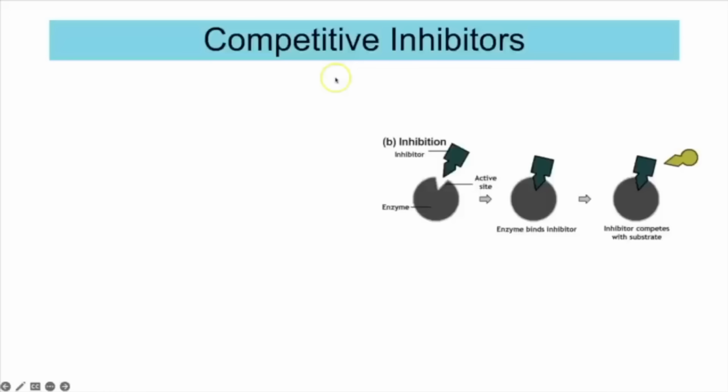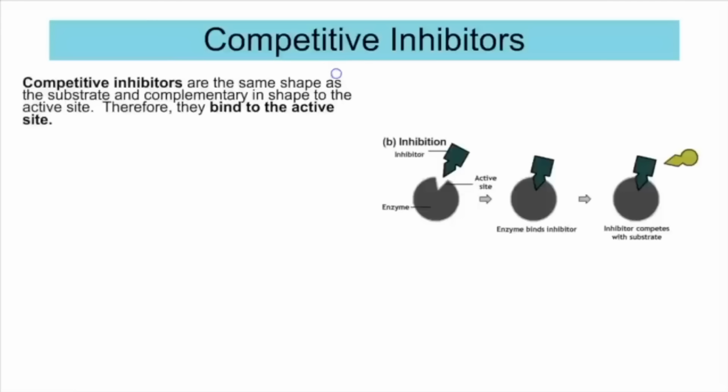Competitive inhibitors also affect the rate of enzyme-controlled reactions, and there's two types of inhibitors we're going to look at. Competitive are the first type.